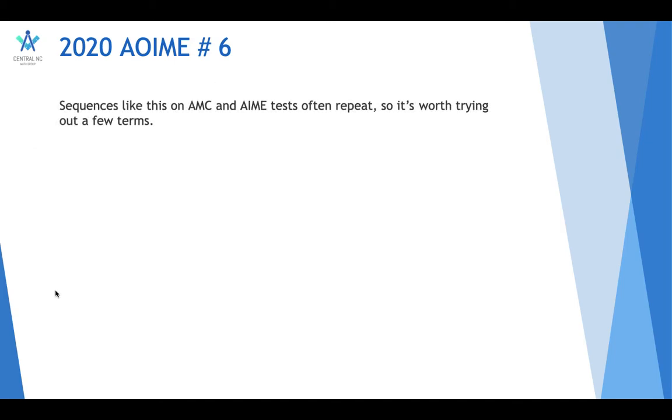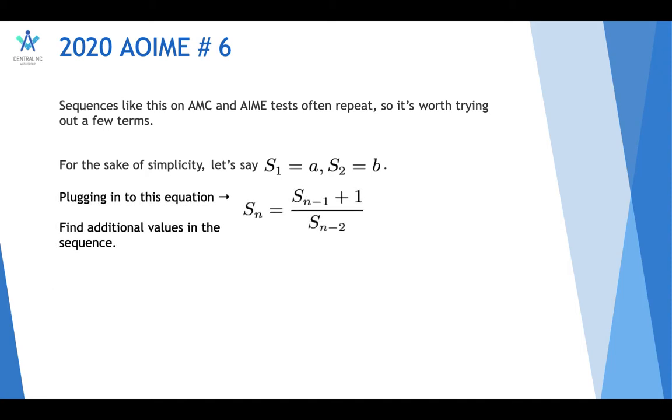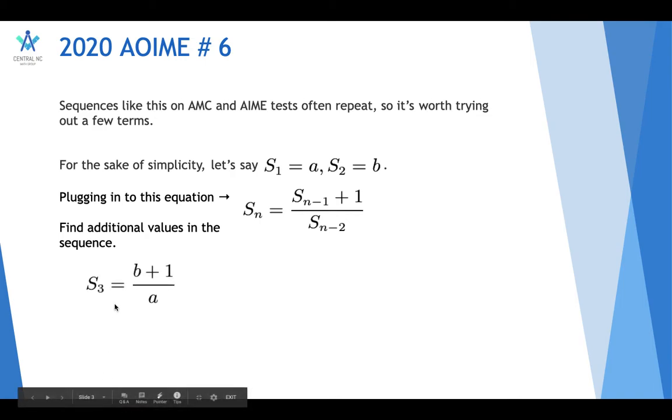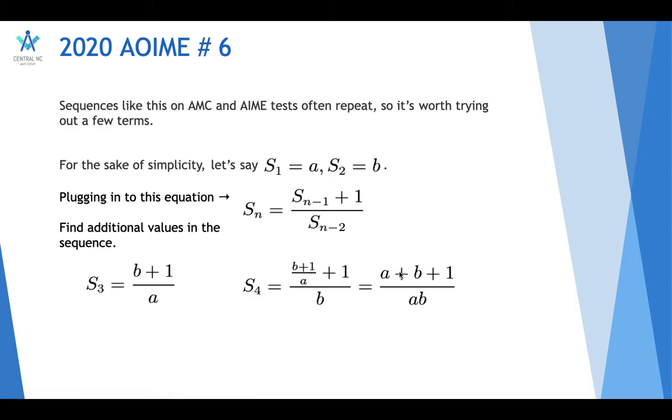Sequences like this on these competition math tests often repeat. So we might as well try out a couple of terms. Let's call S1 A and S2 B. We can find the values, but it'll be easier to notice a pattern if we just call them A and B. Okay, we're going to plug into this equation that we found before. So S3 is going to equal B plus 1 over A. S4, this is the work that you're going to get, but you're ultimately going to get the answer of A plus B plus 1 over AB. S5 is going to equal A plus 1 over B.